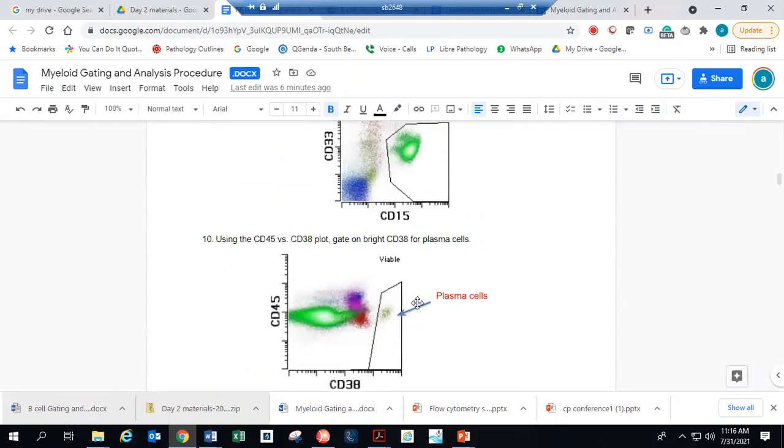Now coming to plasma cells. Plasma cells have the brightest CD38. As we were talking about CD38 in the grans, we were saying that CD38 is kind of variable in the grans. We read that yesterday. The plasma cells will be gated based on the brightest CD38. Okay, so that's that.